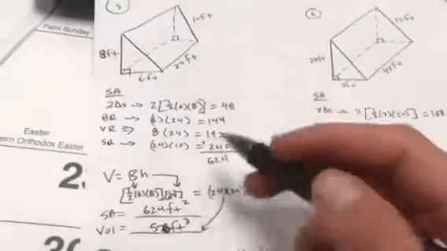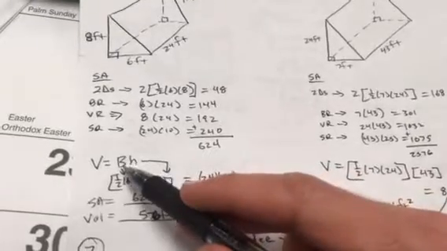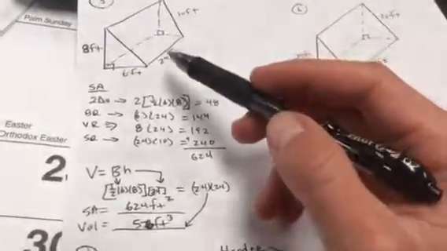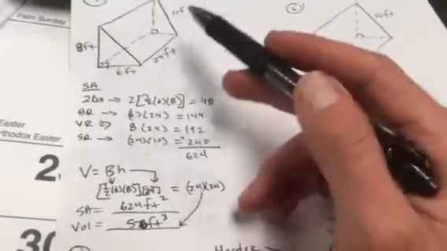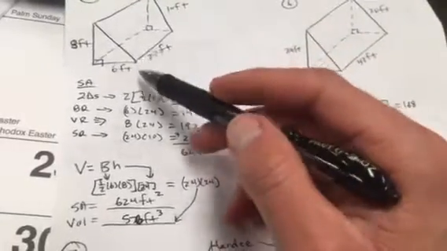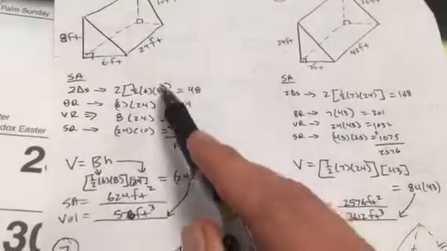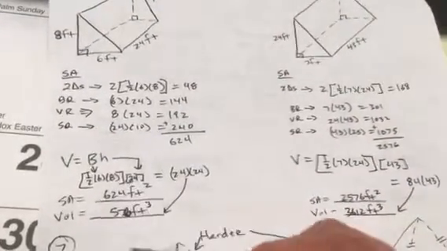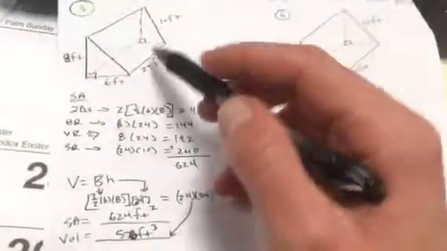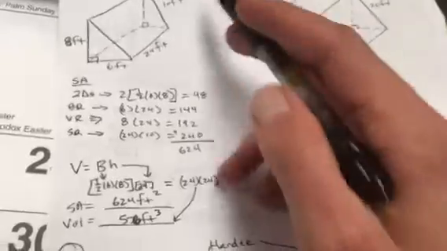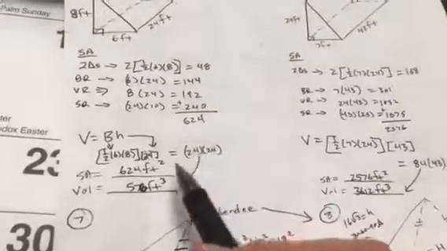Now the volume is area of the triangular base times the height. The base is a triangle, and the area of a triangle is 1/2 base times height. I'm going to use what's in here once more, then multiply it by the height of the prism. The height goes from base to base, so the height is actually 24. Multiply those two together, you get 576 cubic feet.